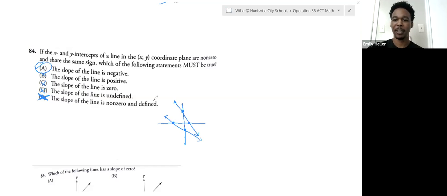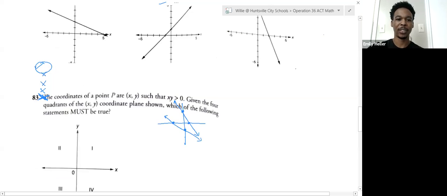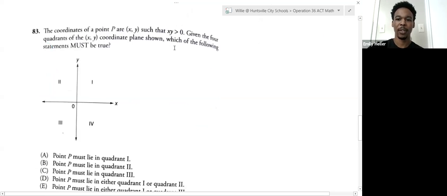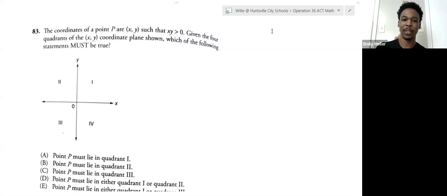All right, and what was the other one that most people get? Let's look at 80. Was this the other one, 83? Given the four quadrants of x, y... okay, so x times y must be greater than zero. That just means that the product has to be positive.